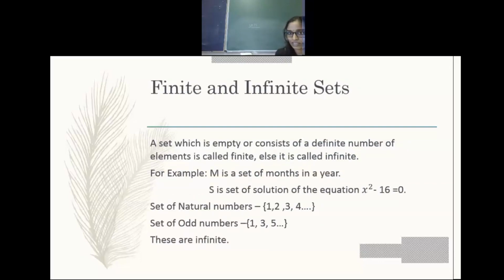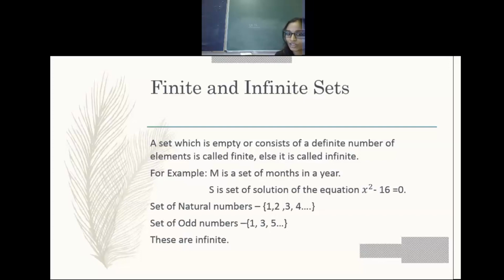Finite and infinite sets. As the name suggests, this is self-explanatory. Finite meaning which consists of definite number of elements or which is empty. Such sets can be called as finite, else it is called infinite. For example, I have M as a set of months in a year. So this has a definite number and hence this is finite. The second one, S is a set of solution of the equation x square minus 16 is equal to 0. And the solution for this equation is also a definite number and hence it is finite.